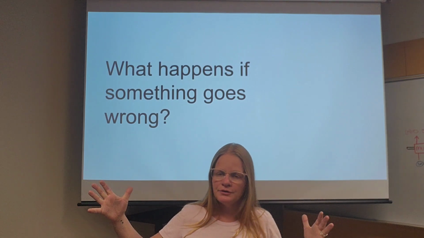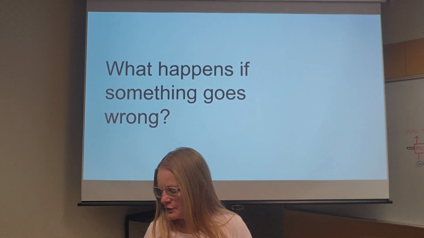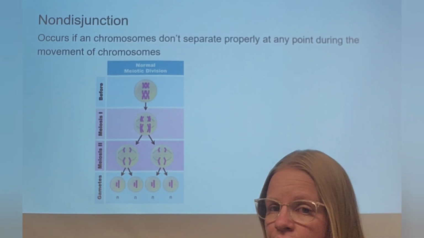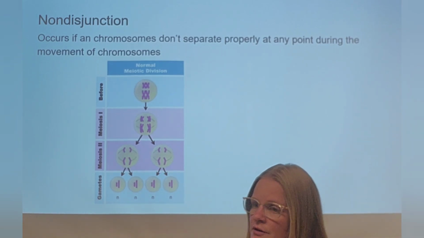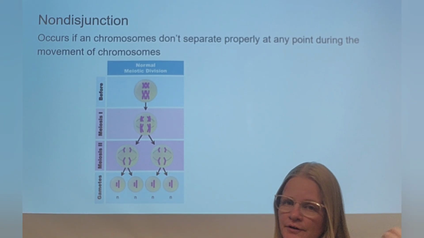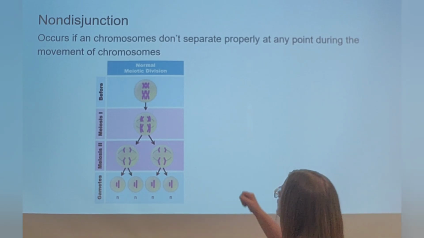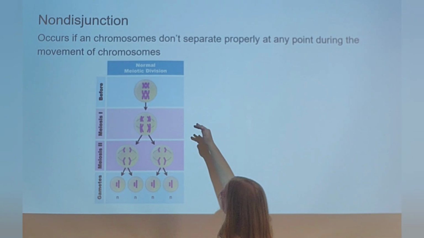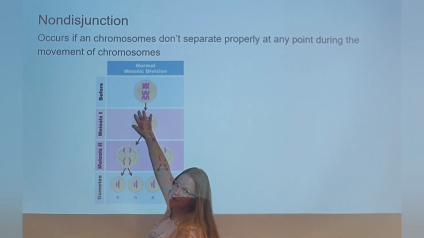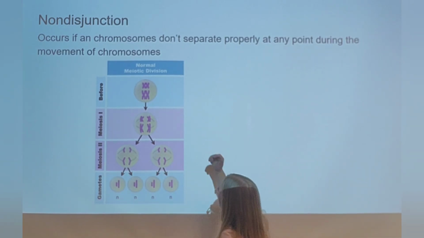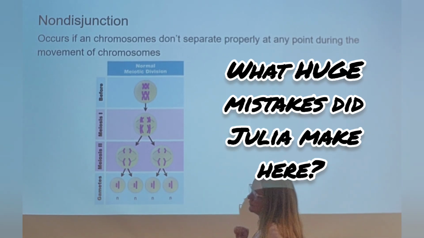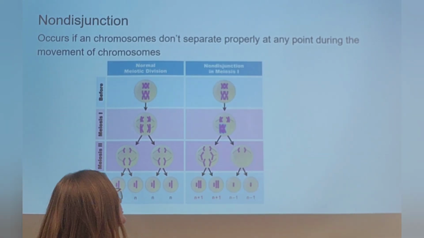So what happens if something goes wrong during this process of meiosis? We see a failure of the homologous chromosomes or the sister chromatids separating properly in either anaphase 1 or anaphase 2. We're going to call this non-disjunction, okay? So normally, if this is a normal mitotic division and everything goes to plan, we're going to start with a haploid cell. We're going to end up with 4 diploid cells.